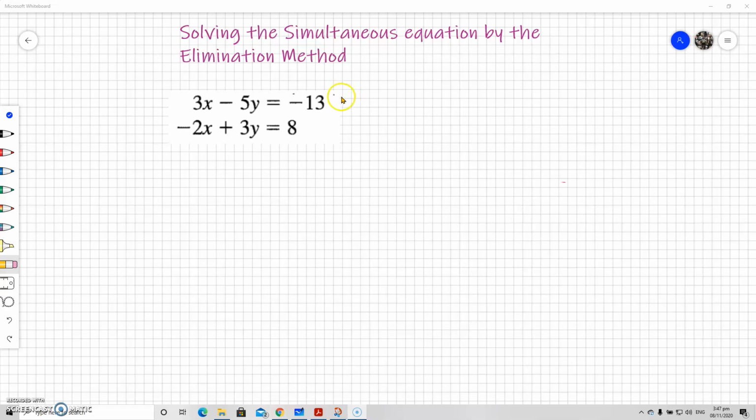Hello again. We are continuing the discussion on the elimination method, and for this, we do another example. So you have 3x minus 5y is equal to minus 13. Call this equation 1.